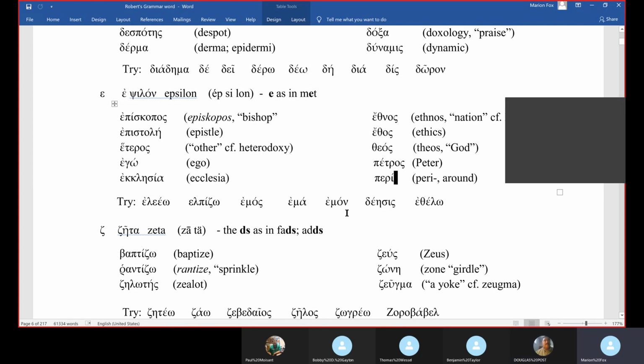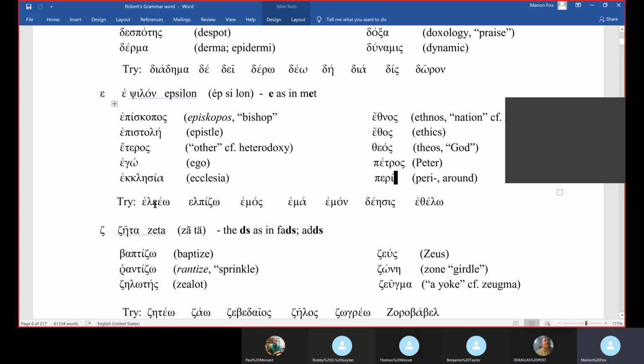I would say go to Merriam-Webster's Collegiate Dictionary. You can access it on the internet. Of course, I bought a copy of it, but you can open it up on the internet and find a whole bunch of words that begin with peri, P-E-R-I. And perimeter, for example, is two Greek words. Peri is around, and metron is to measure. It's a measurement around something.